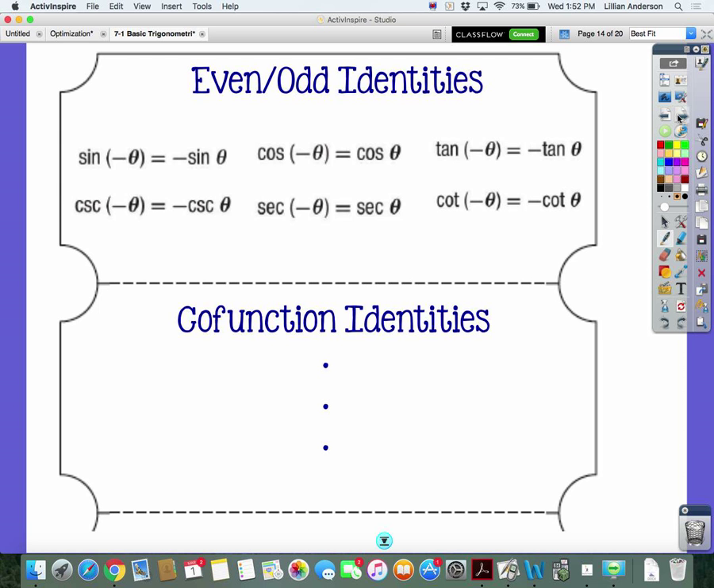Cosine of negative theta equals a positive cosine theta. That means it's even. It's symmetrical about the y-axis. Tangent of negative theta equals a negative tangent theta. So is tangent even or odd? It's odd. It's the exact opposite. Cosecant of negative theta equals a negative cosecant theta, which means cosecant theta is odd. Secant of negative theta equals a positive secant theta, which means it is even, because it's the exact same as the original. Secant and cosine go together, so cosine is even, and so is its reciprocal. And cotangent is going to be the same as tangent, so it's going to be odd. And these are basically the 5 identities that you need to know for this particular unit.